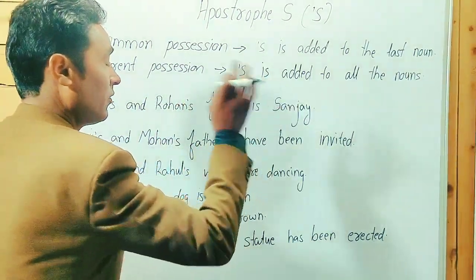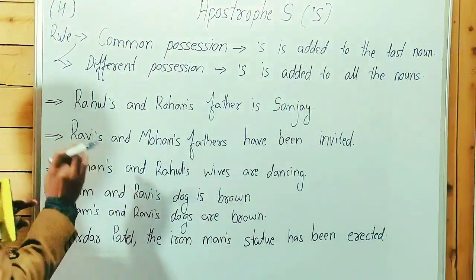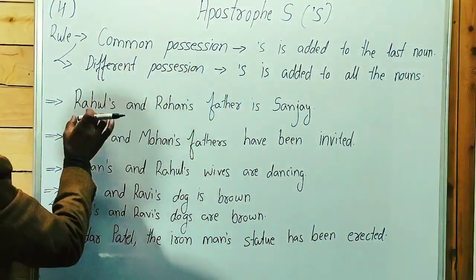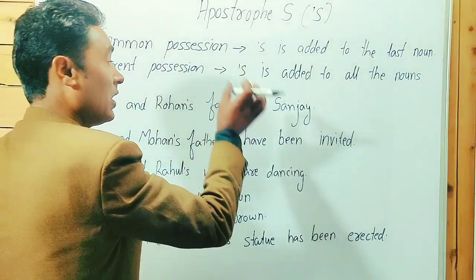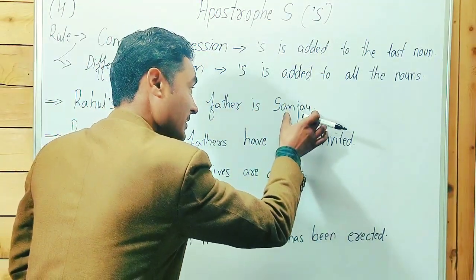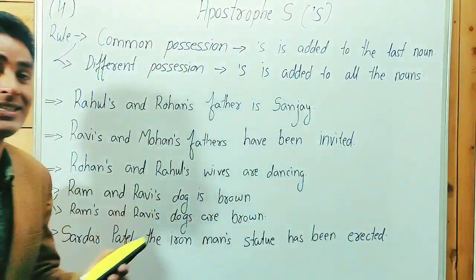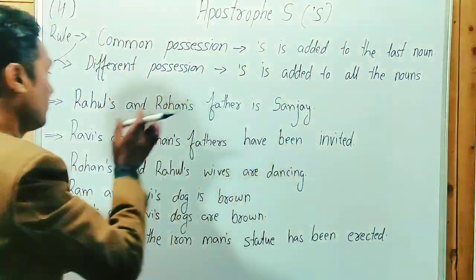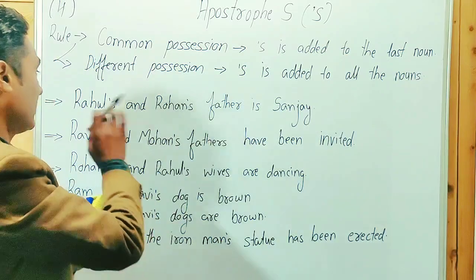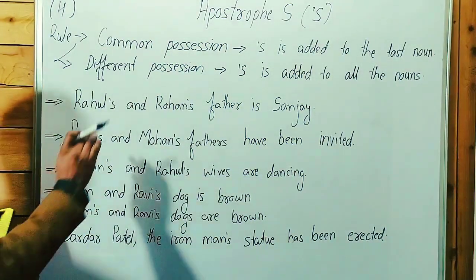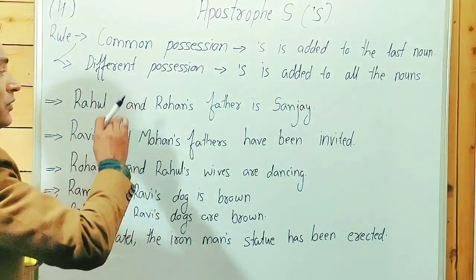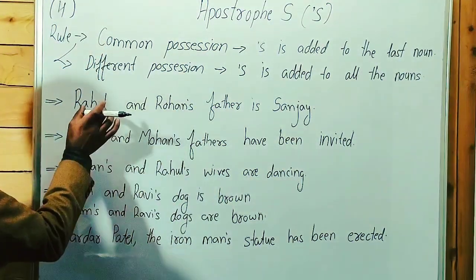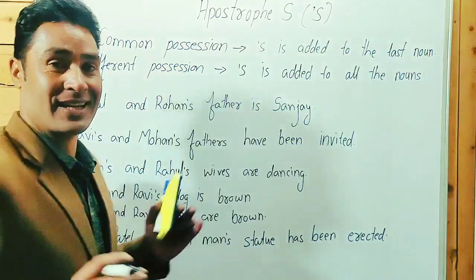Rahul and Rohan's father is Sanjay. In this case, we have to use apostrophe S only once, as common possession. Rahul and Rohan have common possession of Sanjay, the father of both Rahul and Rohan. So in this case, we use apostrophe S at the last noun: Rahul and Rohan's father is Sanjay.